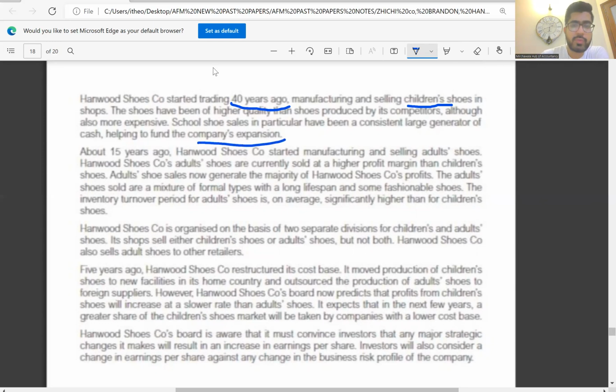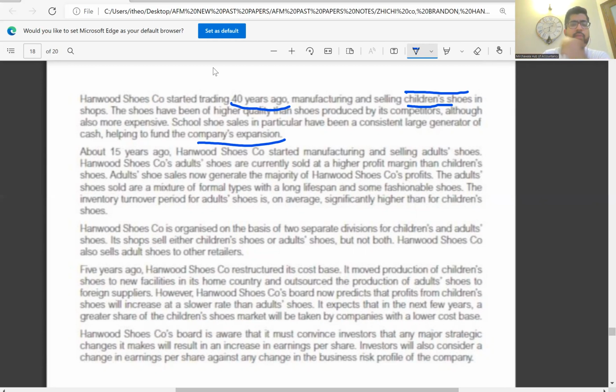So Hanwood shoes started trading 40 years ago, manufacturing and selling children's shoes in shops. They manufactured children's shoes of a higher quality than competitors, although more expensive. School shoe sales in particular have been a consistent large generator of cash. So when you are making children's shoes, the school shoes are generating more cash.